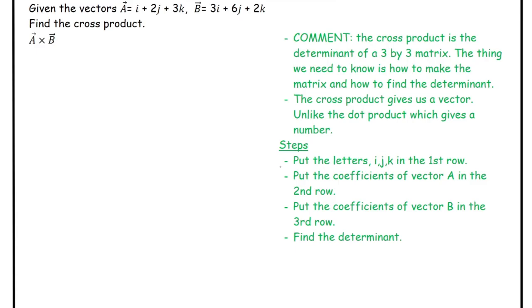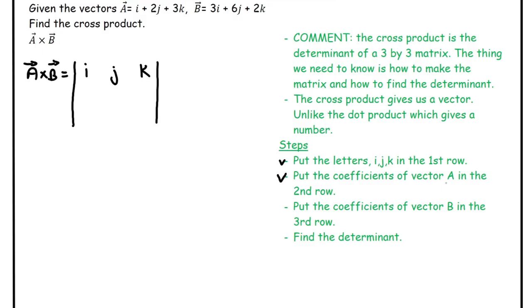So the steps that we have to follow in making the matrix: step number 1, put the letters I, J, and K in the first row. So let's write this. The cross product of A times B is equal to a matrix. In this matrix, we'll have I, J, and K in the first row.